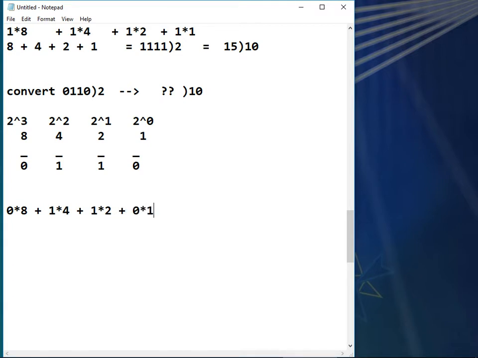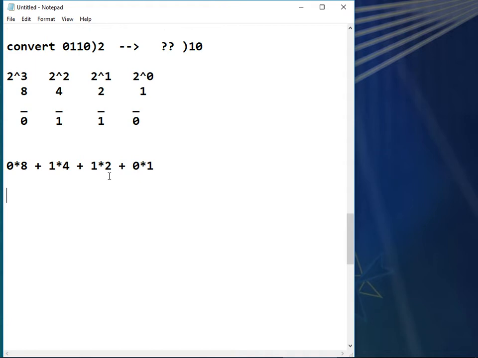And sometimes people's brain glitches on that. I understand that. If you're still having trouble with it, I can find a YouTube video on it that'll help you visualize it better than I can explain it. It's okay if you don't get it first time. I do want you to get it though. Okay, and so we don't have any 8s, but we have a 4 and we have a 2. So 4 plus 2 is equal to 6 in base 10.